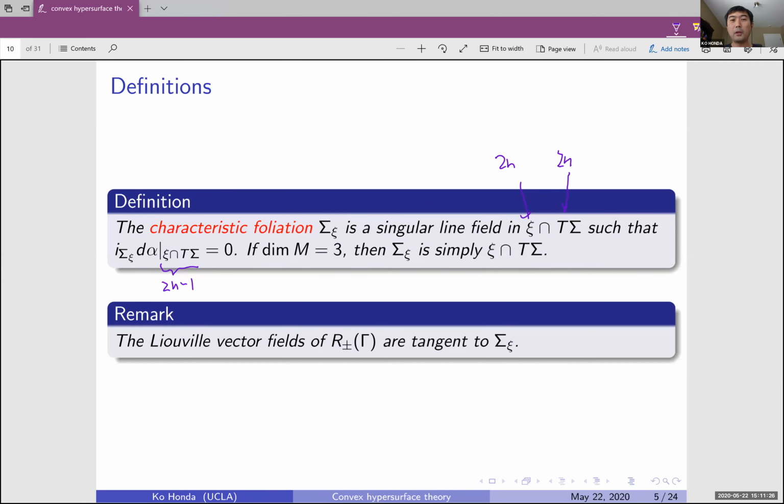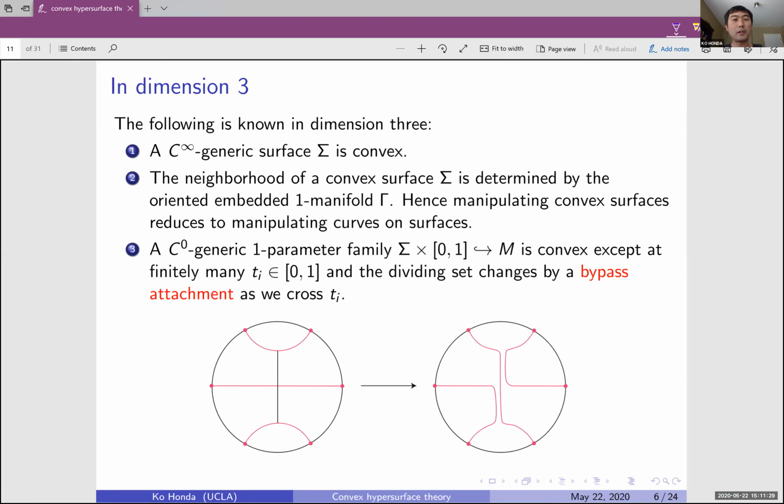Okay, so in dimension 3, the following are known. The first thing is that a C infinity generic surface sigma is convex. Second thing is that the neighborhood of a convex surface sigma, so if you have a convex surface sigma, then you're sort of interested in the neighborhood of this. And the neighborhood, or a sufficiently small neighborhood, is completely determined by the oriented embedded one manifold, the dividing set. It's basically a collection of curves on the surface. And manipulating convex surfaces reduces to manipulating curves on surfaces.